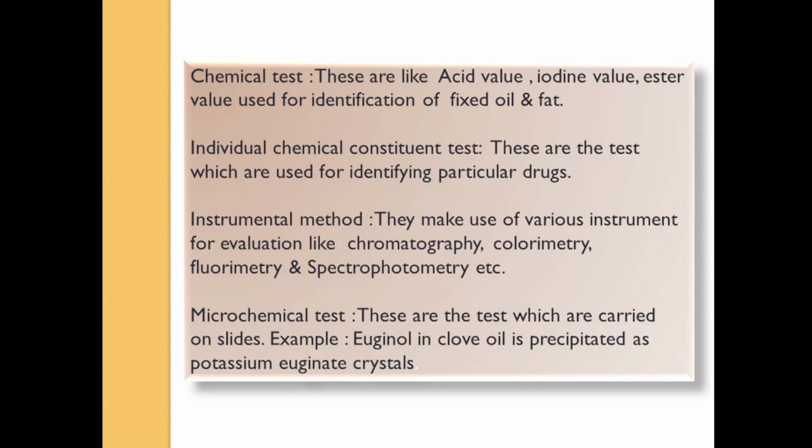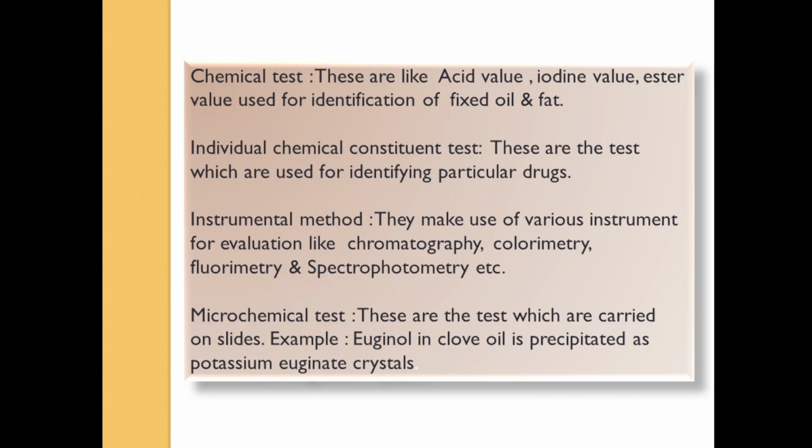Instrumental methods make use of various instruments for evaluation like chromatography, colorimetry, fluorimetry, spectrophotometry. All these are the various methods which are used to determine which type of active constituent is present in the particular extract, as well as characterization of that active constituent, what functional group is present and what is the complete chemical structure of that particular active constituent present in the extract. That should be studied by using this instrumental method.